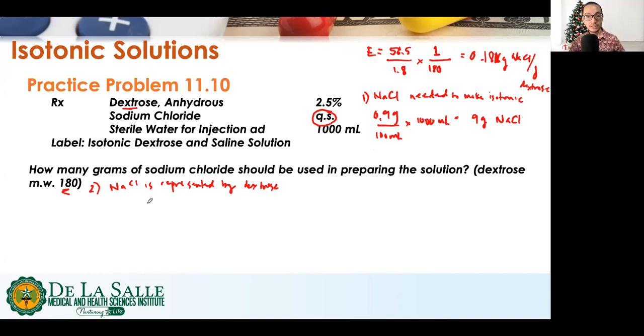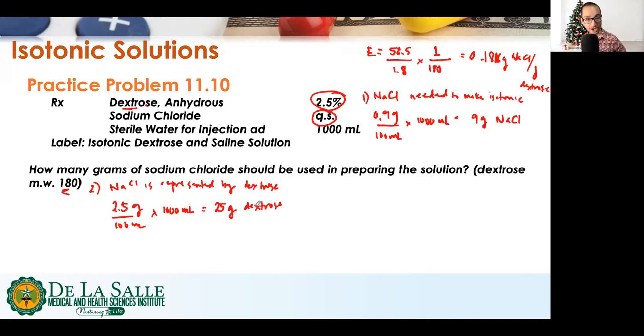Now, since we have 2.5% of anhydrous dextrose in a liter of the solution, we need to compute first the amount of dextrose in the solution. So that is 2.5 grams per 100 ml times 1,000 milliliters. So this is equal to 25 grams. So there are 25 grams of dextrose in 1,000 milliliters of the solution.